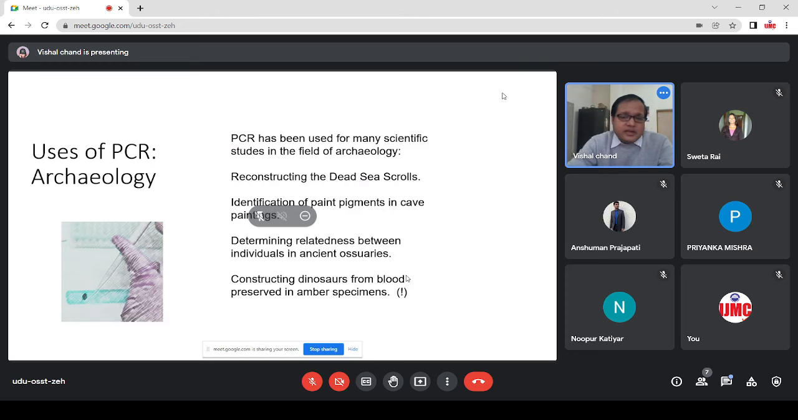Archaeology is another very important area in which PCR is used. PCR has been used for many scientific studies in archaeology: reconstructing the Dead Sea Scrolls, identifying paint pigments in cave paintings, determining relatedness between individuals in ancient ossuaries, and reconstructing dinosaur DNA from blood preserved in amber specimens. These are all archaeological areas where we can see the uses of PCR.